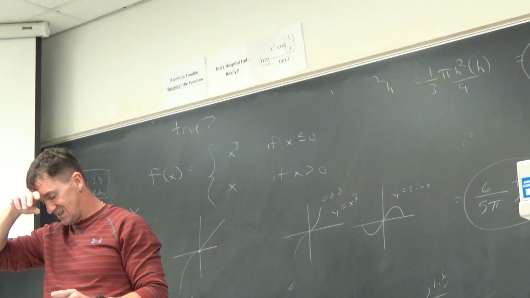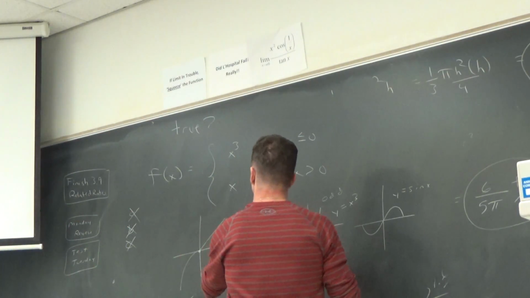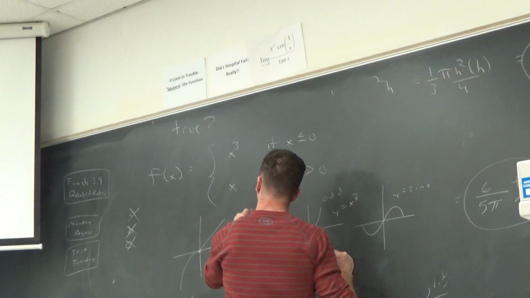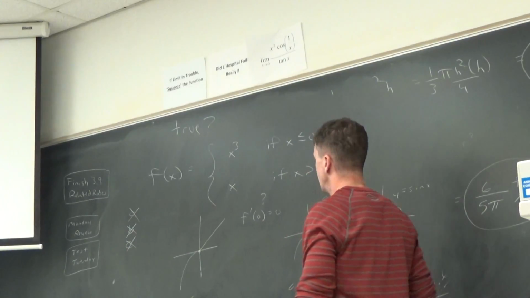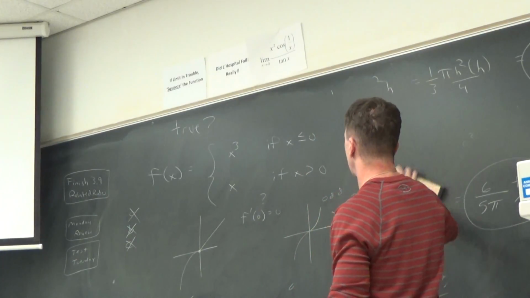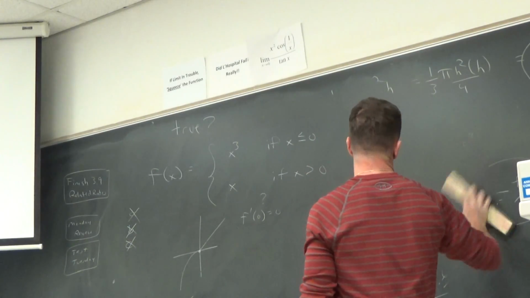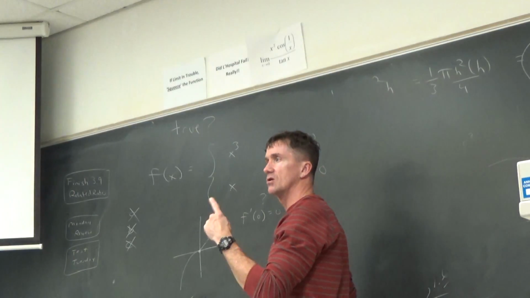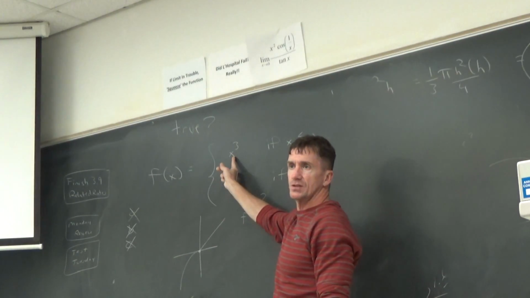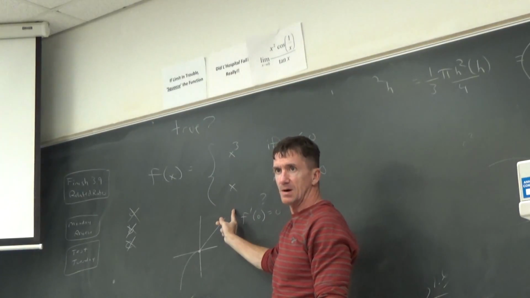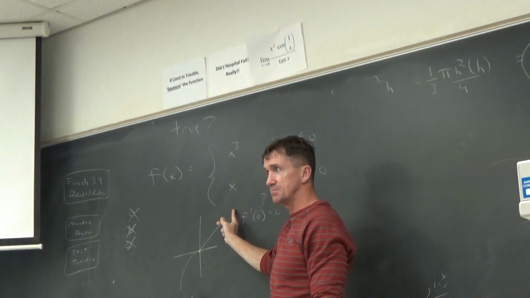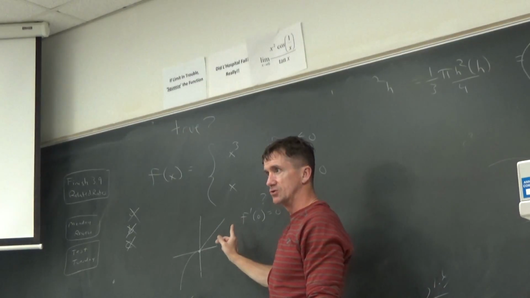D is not true too. D says f prime of 0 equals 0. Now I'm going to put a question mark. We've got to see if this is true or false. This is probably the hardest part of this problem. You know what that means, everyone? We're looking at slope. And this is what we've got to look at. Slope from the left must be equal to 0. Slope from the right must be equal to 0. That must be happening for that to be true.